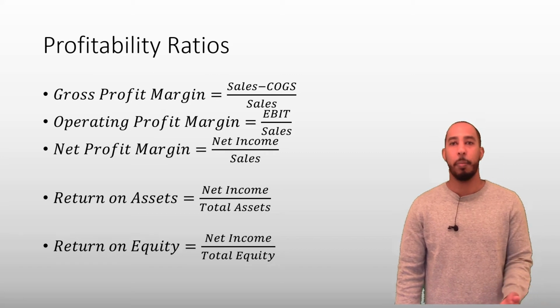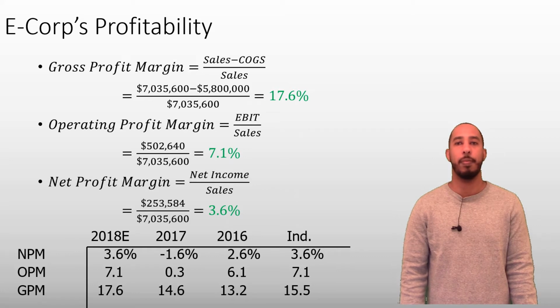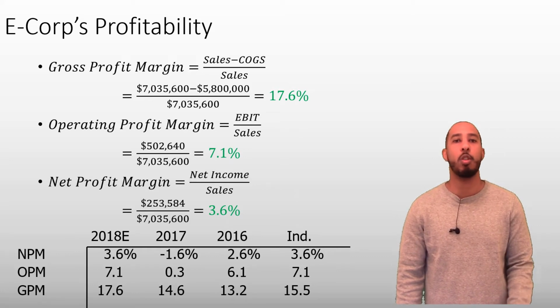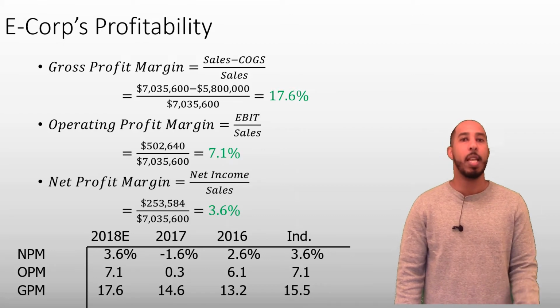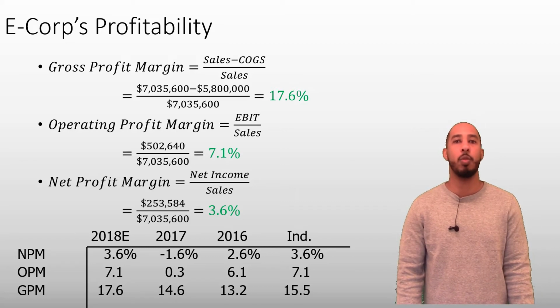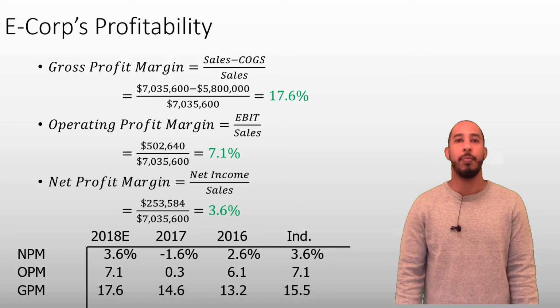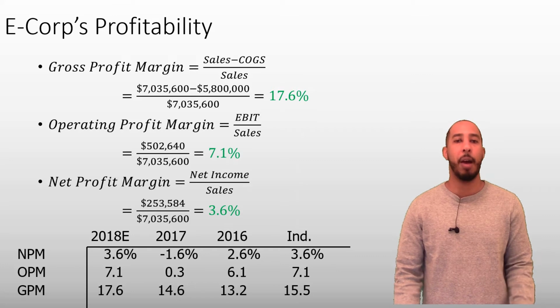Now let's look at E Corp. They have a gross profit margin of 17.6%. So 17.6% of their sales revenue turns into gross profit. 7.1% of their sales turn into operating profit, and 3.6% of their sales turn into net income. Comparing 2018 to their industry peers, they seem to be right in line, and they appear to be on an upward trajectory in terms of profitability.